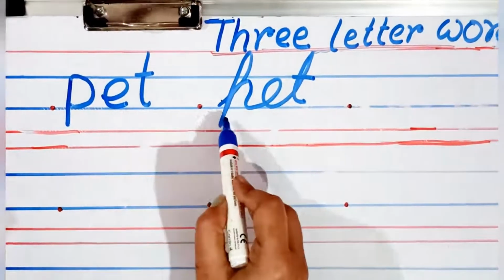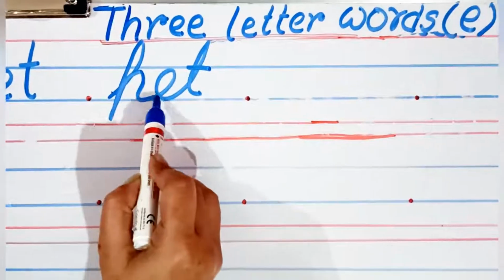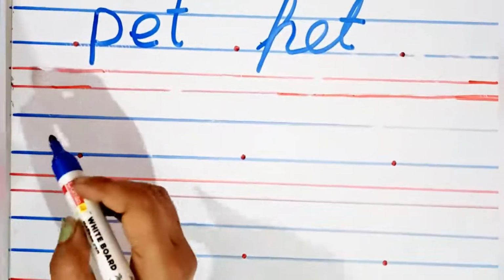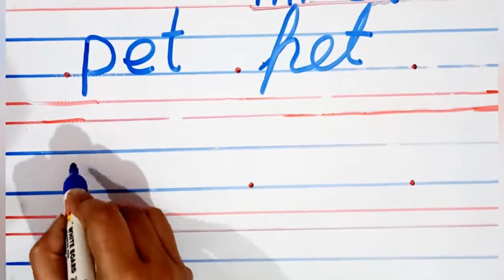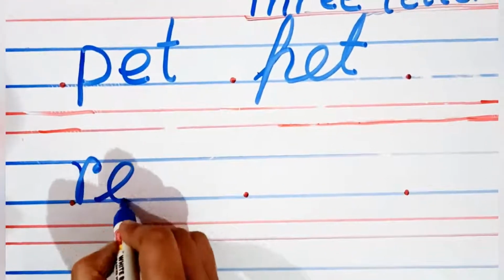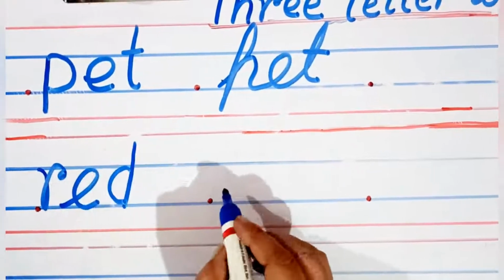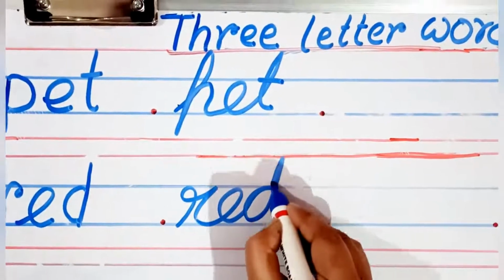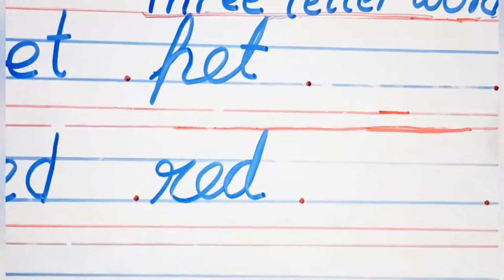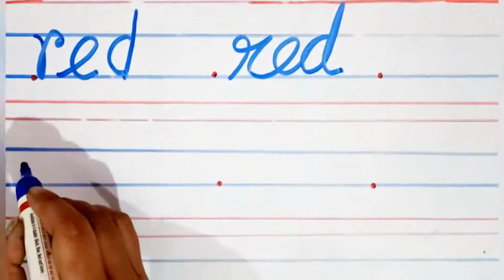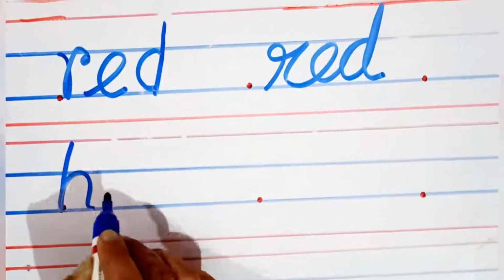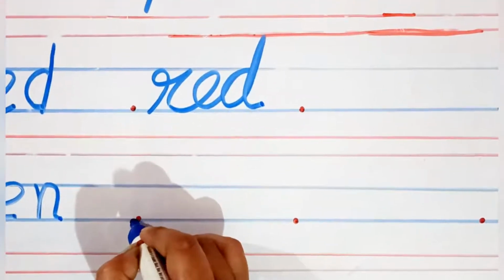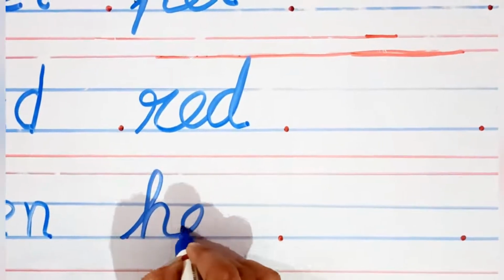P-E-T, pet. This is in cursive. P-E-T, pet. Then next word is R-E-D, red. In cursive, it will come like this, red. Don't leave the pen and complete red. Next word is H-E-N, hen. First we are writing in print letters, H-E-N, hen. And in cursive, it will come like this, H-E-N, hen.